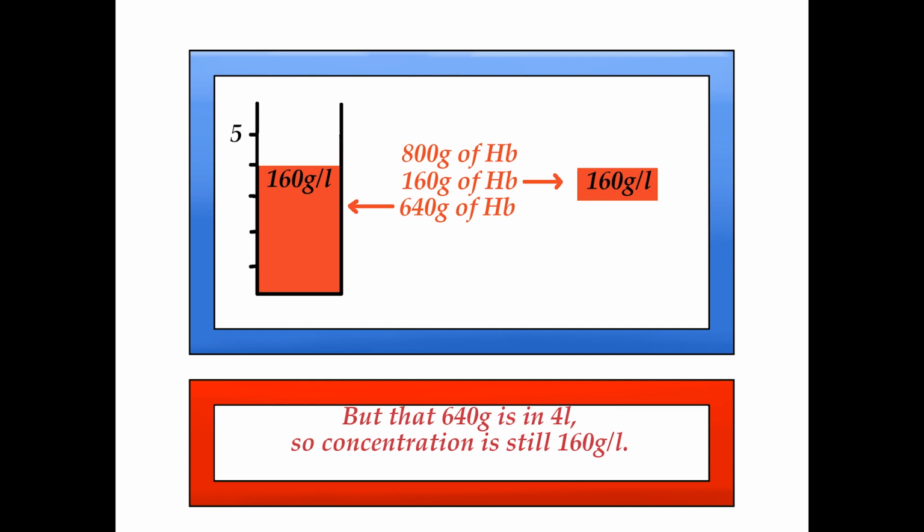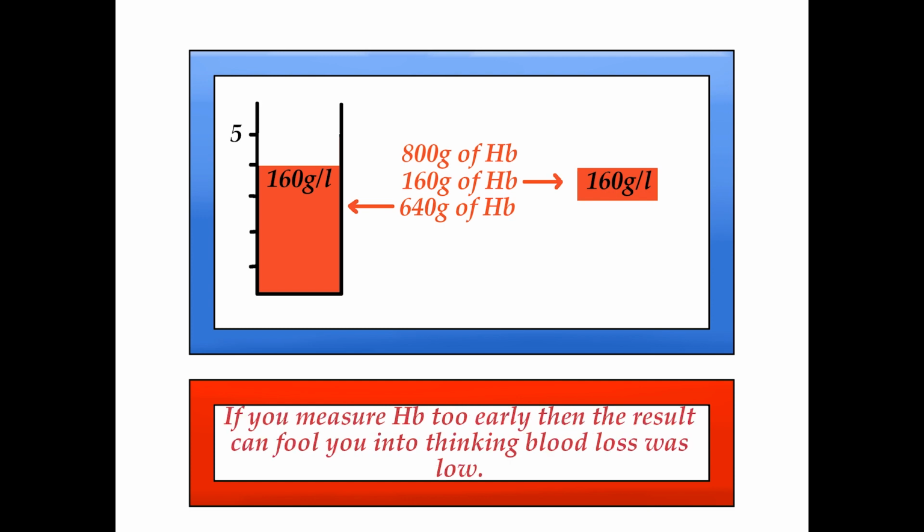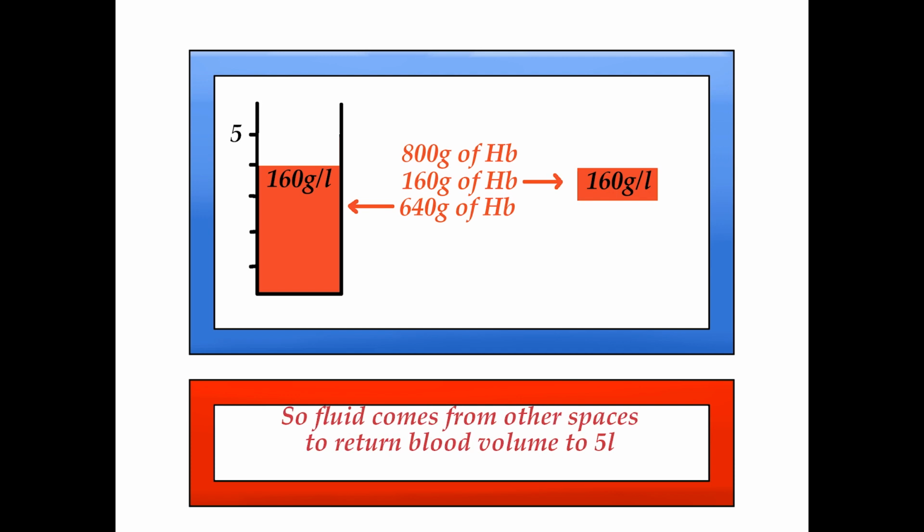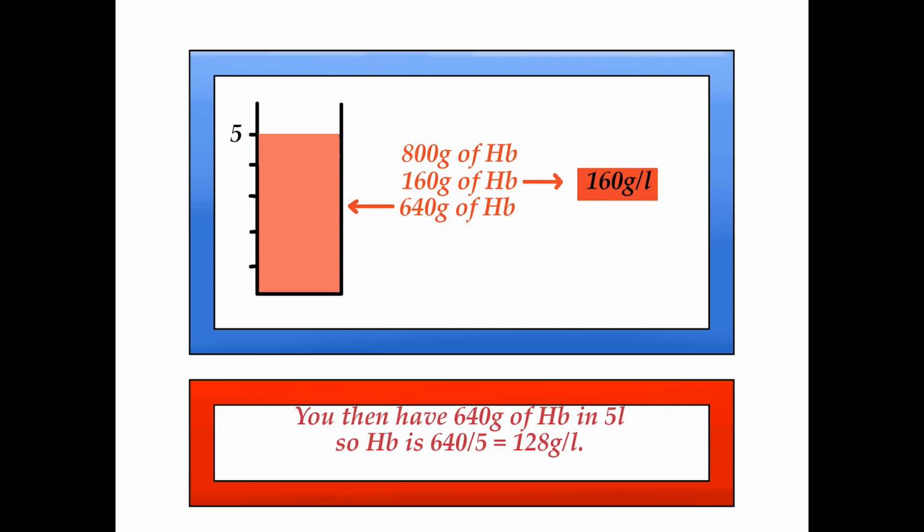But it's in 4 litres, so still has a concentration of 160 grams per litre. So if you measure the haemoglobin too early, you can be fooled into thinking that actually the patient is fine and their haemoglobin's okay. But you haven't allowed for haemodilution. Because the body wants that circulating volume back at 5 litres, fluid comes from other spaces within the body to bring that volume back up. As that happens, you become more aware that the haemoglobin is now actually 128 grams per litre. That's 640 divided by 5.